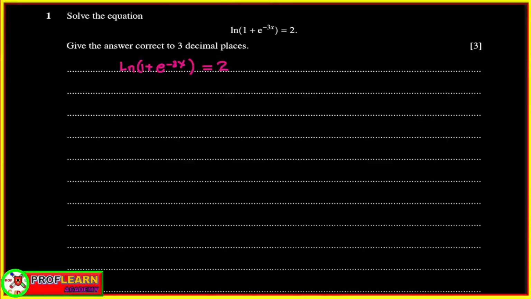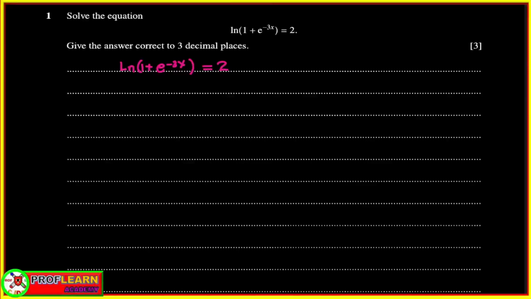In this particular video, we're going to have a discussion on how to solve logarithmic and exponential equations. This is an A-level Math P3 topic. We're going to have a detailed explanation on questions that we expect to do and also questions that have been tested before. In the first question, we're going to look at how to solve this kind of equation, ln(1 + e^(-3x)) = 2.